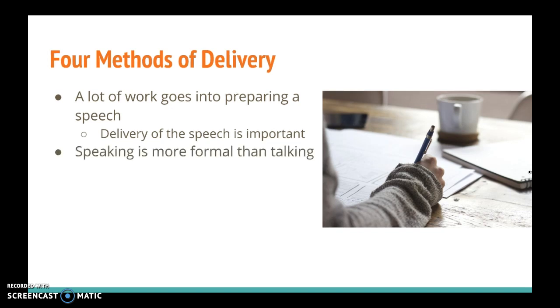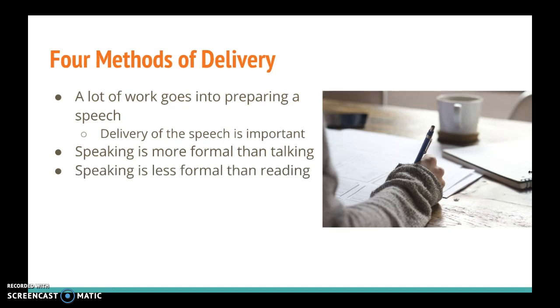Now, speaking is more formal than regular talking, for example, having a conversation with a friend. You have to make yourself presentable when you're giving a speech. You might want to be well groomed, be wearing clean clothes, not necessarily a suit and tie or a skirt and heels or anything along those lines, but you want to be wearing appropriate clothing. And you want to be doing things like maintaining eye contact with your audience and looking like you know your topic really, really well.